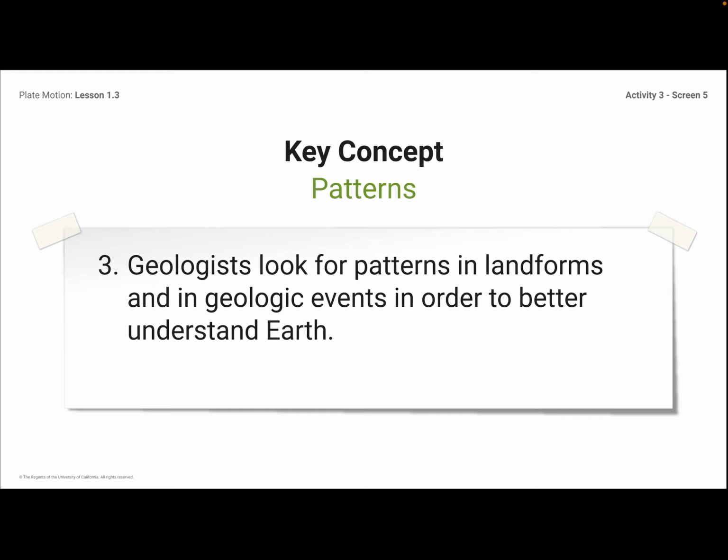Even the formation of conglomerate rock, that's a pattern that we look for. And because we're able to see that pattern on Mars, that's another reason why we were able to come to the conclusion that water formed the channel on Mars. So go ahead and write down key concept number 3. Geologists look for patterns in landforms and in geologic events in order to better understand Earth.